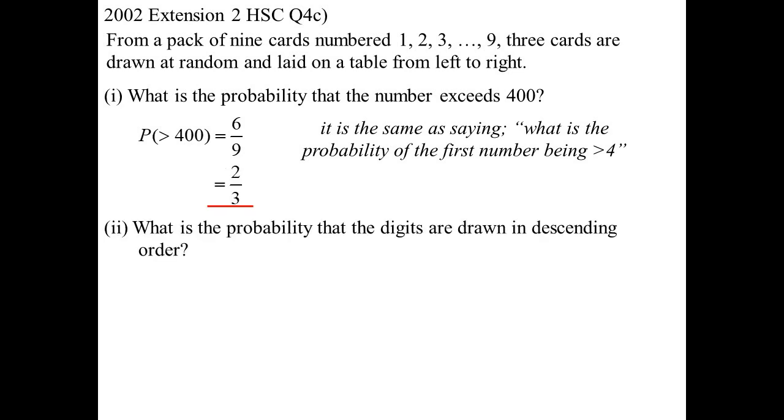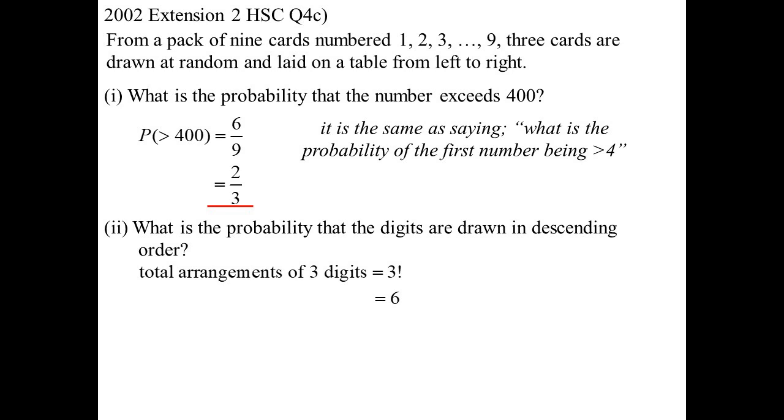What's the probability that the digits are drawn in descending order? Now, it doesn't necessarily mean they're consecutive, as long as the numbers go down in size. Well, we know just arranging the 3 digits is going to be 3 factorial ways we could do it. There's 3 factorial ways we could get those 3 digits. I'm now going to put those 3 digits on the table. How many ways could I arrange them such that they're in descending order? Let me put some numbers behind it.